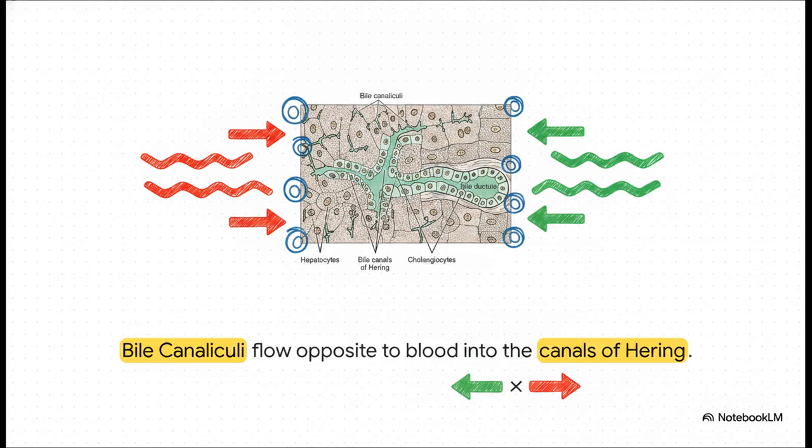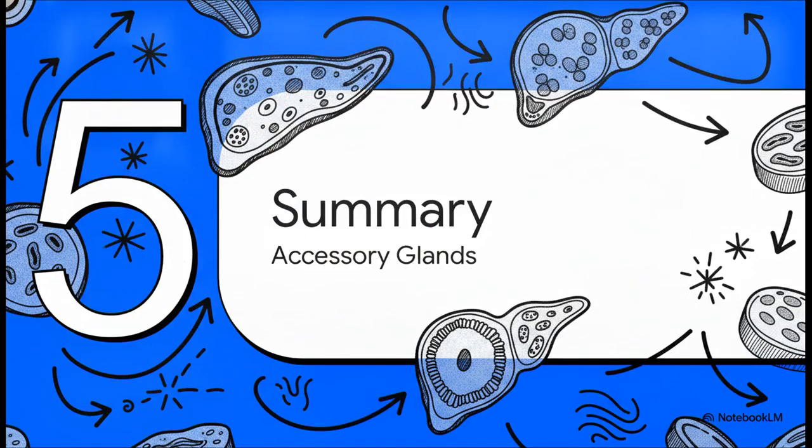Notice the strict countercurrent flow here. While blood rushes inward toward the central vein, exocrine bile is actively secreted into these canaliculi, flowing outward, draining into the canals of Herring, and ultimately reaching the cuboidal cholangiocytes of the portal triad bile ductules. Finally, Section 5, our accessory gland network summary.